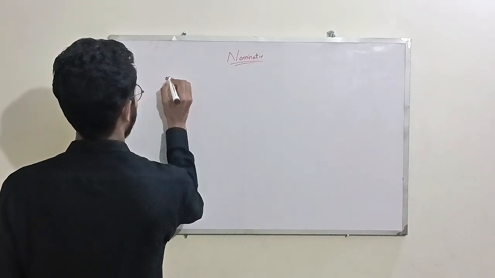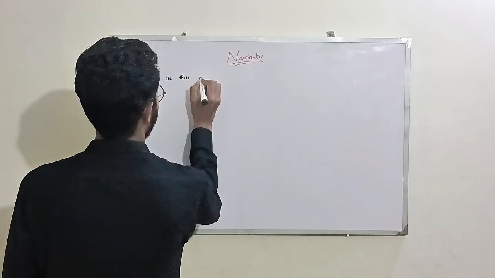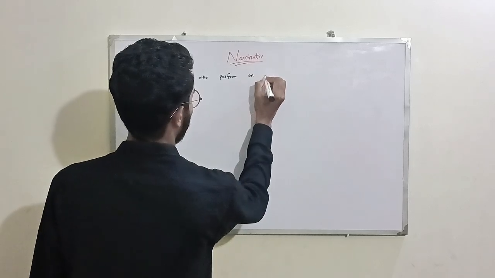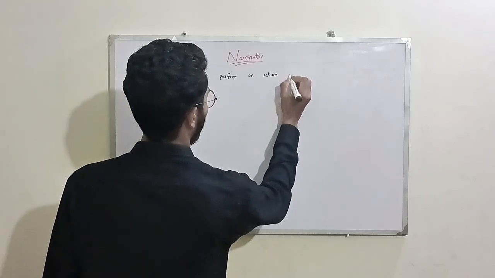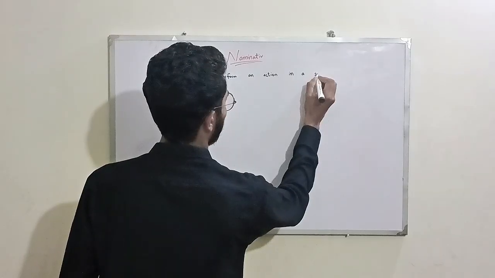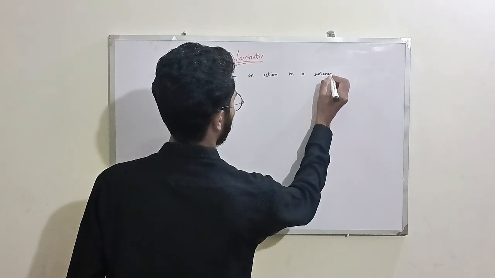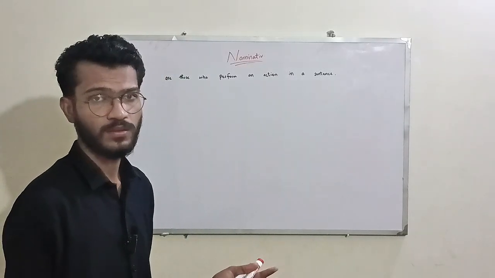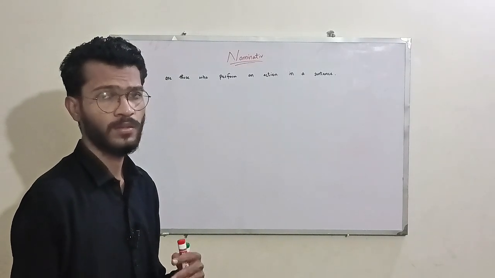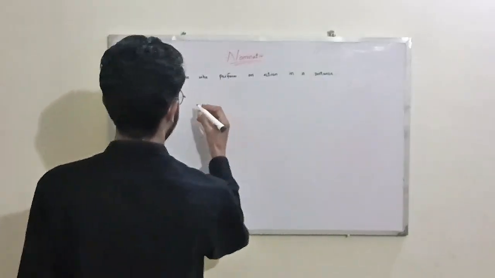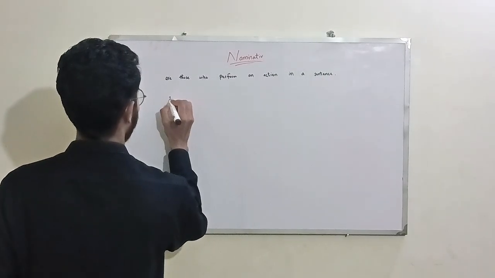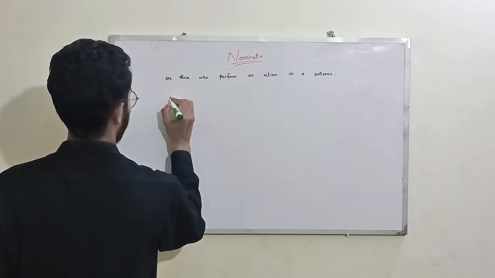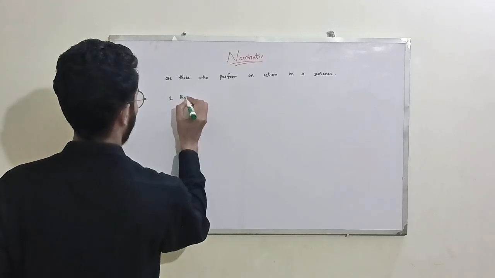Nominative are those who perform an action in a sentence. These are categorized into distinct and non-distinct articles. First one is distinct article.